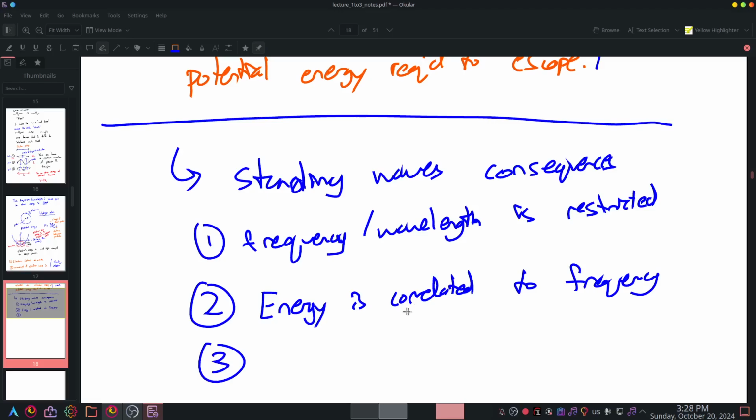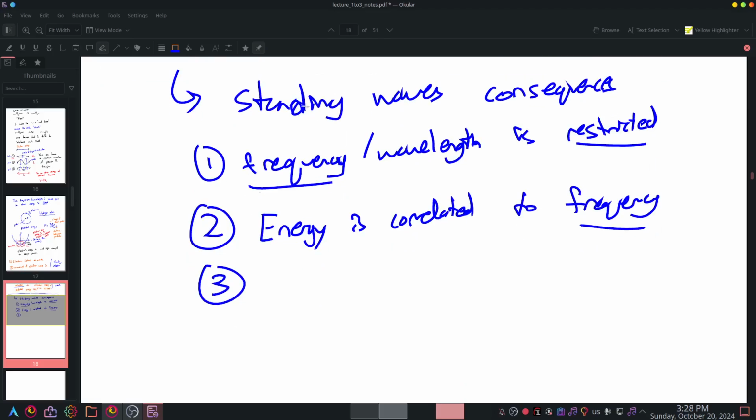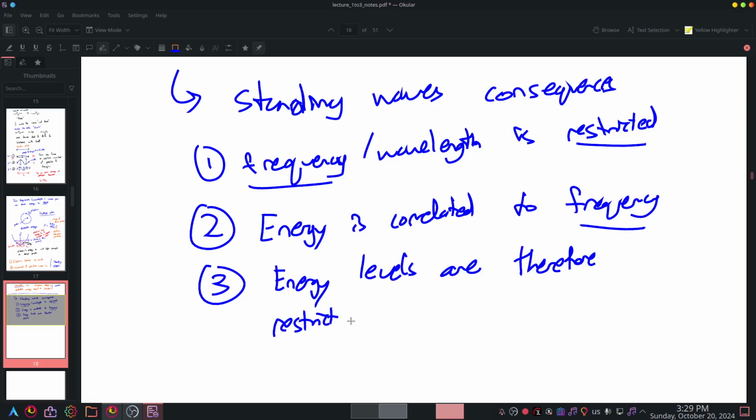Energy is correlated to frequency, and because frequency is restricted by this movement restriction, now energy levels are restricted as well. So anytime you have standing waves, all of these 1, 2, 3 apply. That means standing waves imply energy levels are restricted.